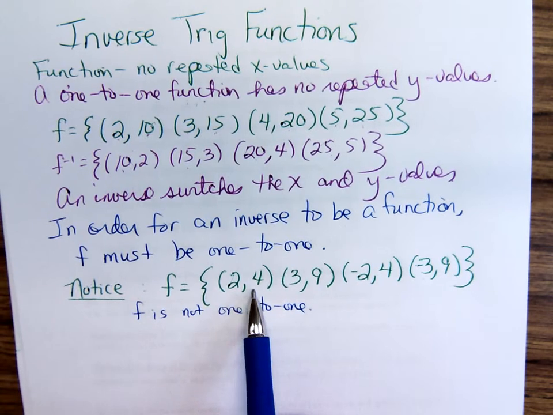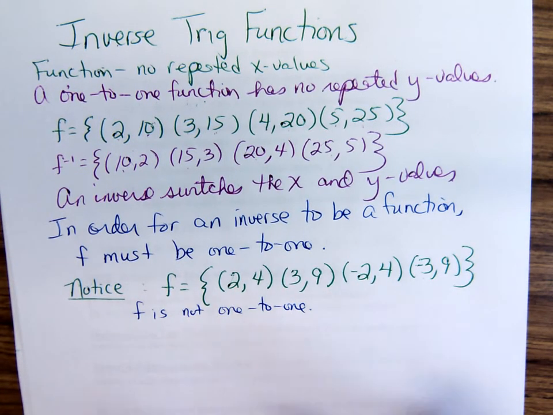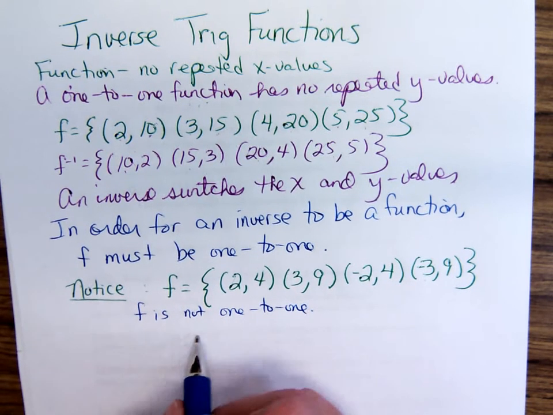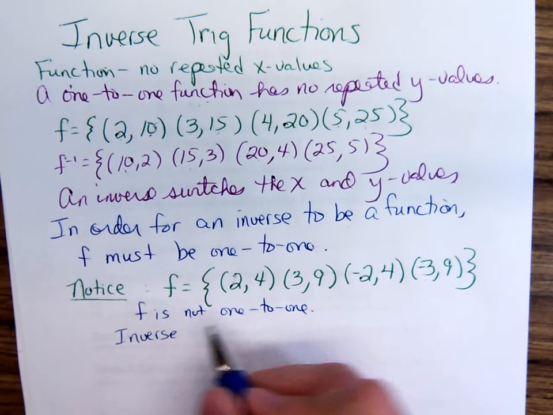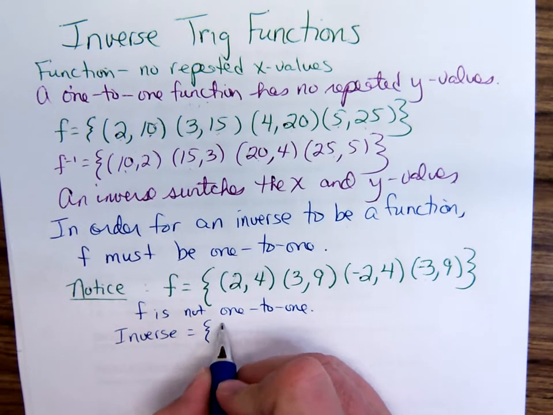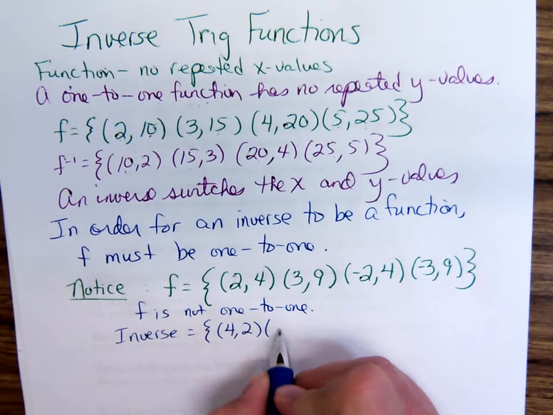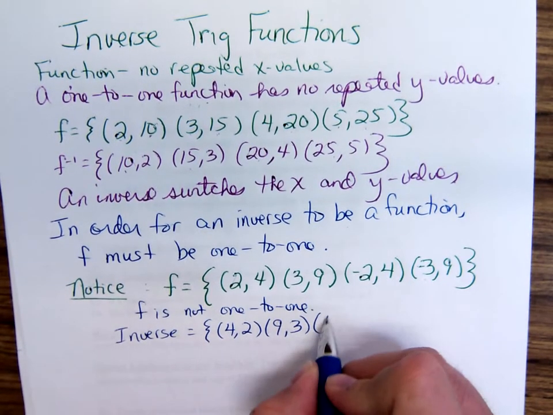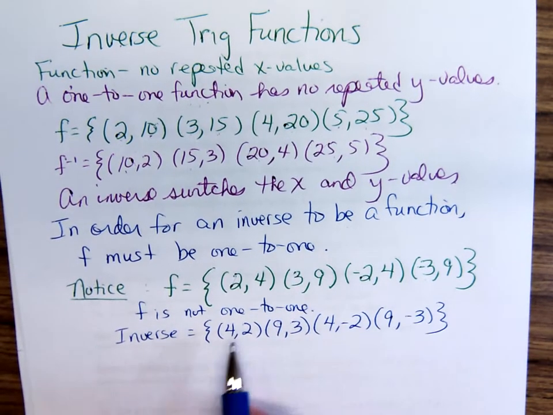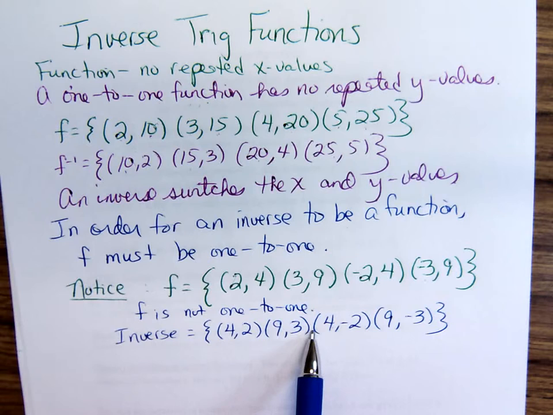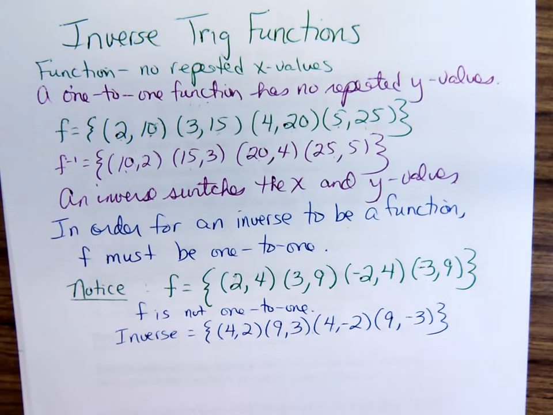If we found the inverse by switching the x and y's, are we going to have a function? If you go through here and switch these x and y's, I'm not going to write f with the little -1 because it's not going to be a function. You actually switch the x and y's. Is this thing a function here? No. Because now it has repeated x's. So in order for a function to have an inverse function, that function must be 1 to 1.